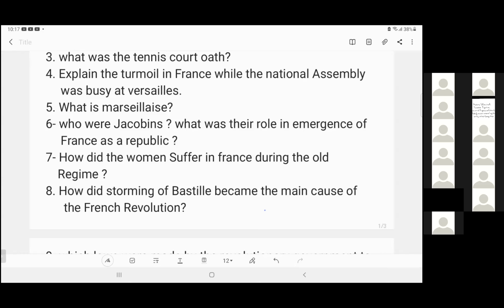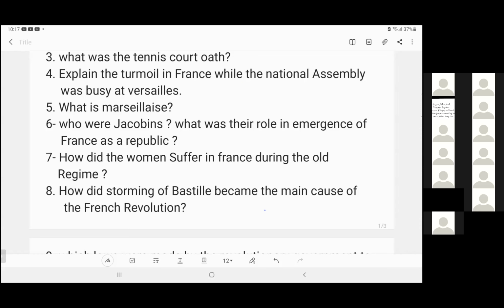Coming to the third one, I think third one तो हमने discuss कर लिया था. What was the tennis court oath? फिर भी, who would like to answer this question? Taran? Okay, can we have Ahana telling this answer? Ahana, third one. Yes.